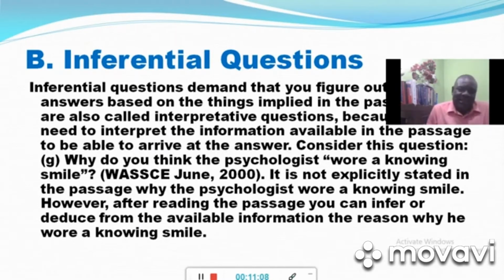And from the story, you can figure out why the psychologist wore a knowing smile. It's simple. This was the intention of the psychologist. The advice he gave to the man was intended to change the man's mind about the divorce. So to answer the question, you simply write G and you state it point blank. The response the psychologist got from the man was exactly what he expected in the first place, and that gives you an idea as to how to answer inferential questions.